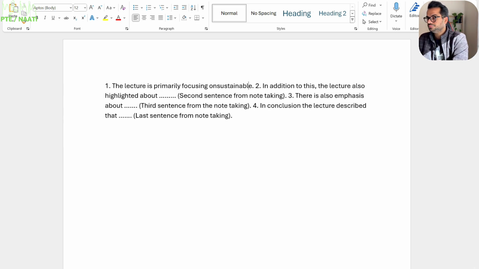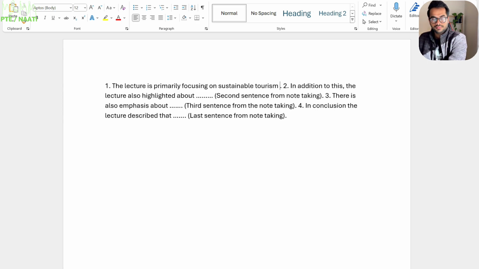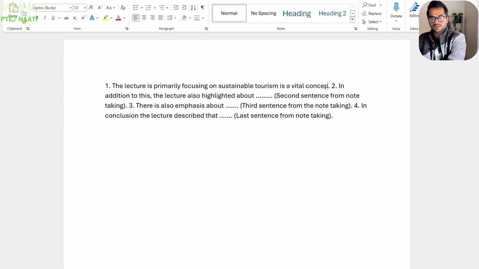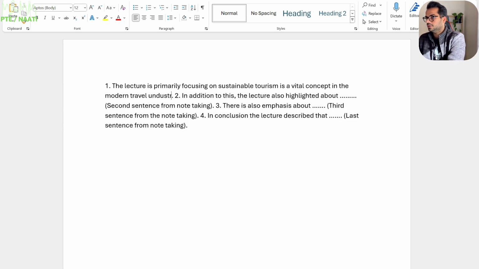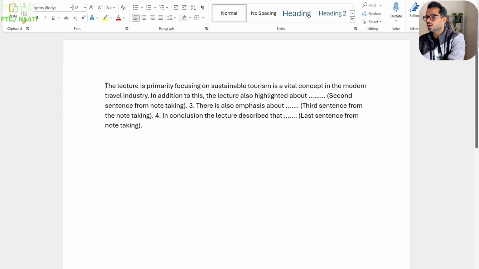sustainable tourism is a vital concept in the modern travel industry. So that would be my first sentence. So I'm going to remove the number 2, the word number 2, because that's not required. This is just for you guys to understand, but obviously in the exam, you're not going to create 4 separate bullet points. It should be 1 paragraph summary only.